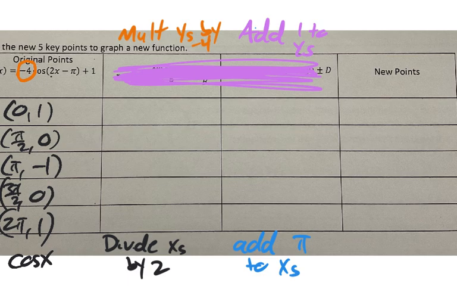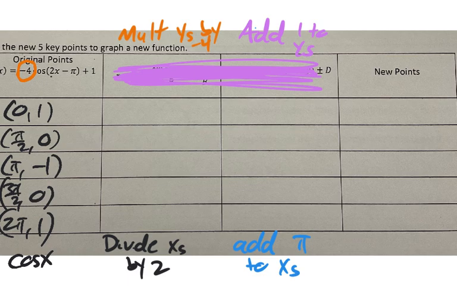Notice, order of operations matters. You always have to do multiplication first, multiply and divide, which is the amplitude and the period change. And then you do the addition and subtraction second, which would be the phase shift and the vertical shift.